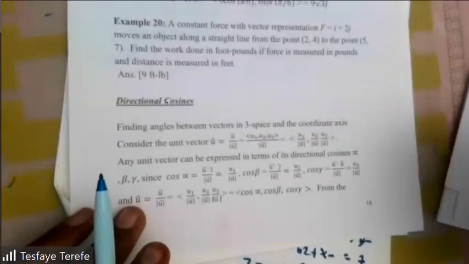Suppose I have this coordinate system, x, y, and z. And now I'm going to have a vector like this. We want to find the direction of this vector in reference to the three axes. So we call it the direction cosine, and that will be given in this form. Let me switch the camera and show you the work displayed.